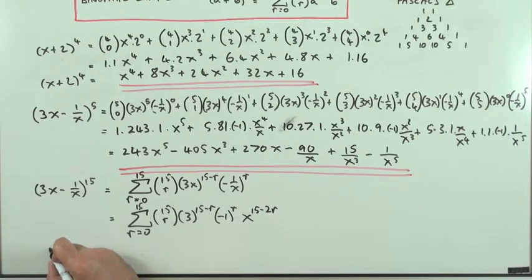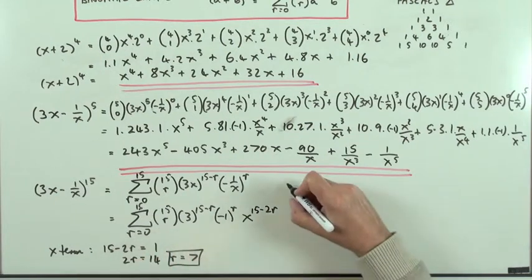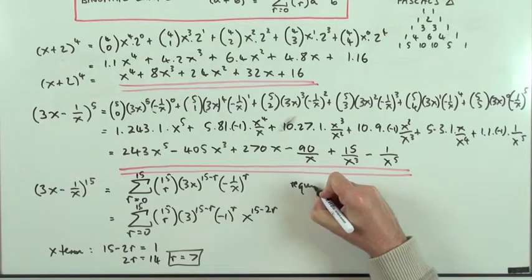The x term means that the 15 minus 2r must equal 1, x having power 1. Which means that if 15 minus 2r equals 1, that means that the 2r would equal 14, which means that the r should equal 7. So I want to identify the term where r equals 7. So it's just a case of putting that out. So the required term would be this.